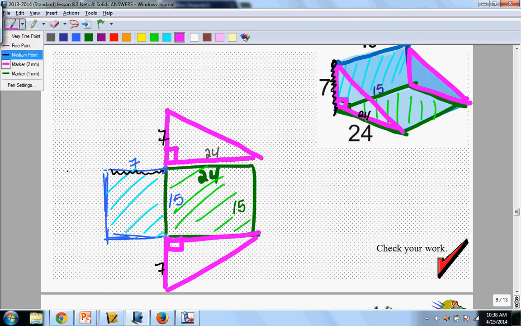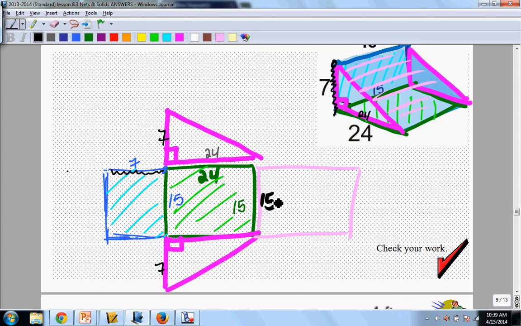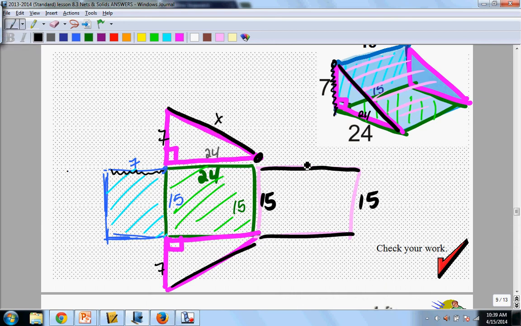Of course. Okay, so do you see we have another one going, I'm going to do this way, pink right there, right? This is still 15 and that's still 15. What is the only edge you don't have? Do you see that that matches to this? So you're going to use the Pythagorean Theorem to find what I'm going to call x, and the x also goes there. So from here, 7 squared plus 24 squared equals unknown squared.